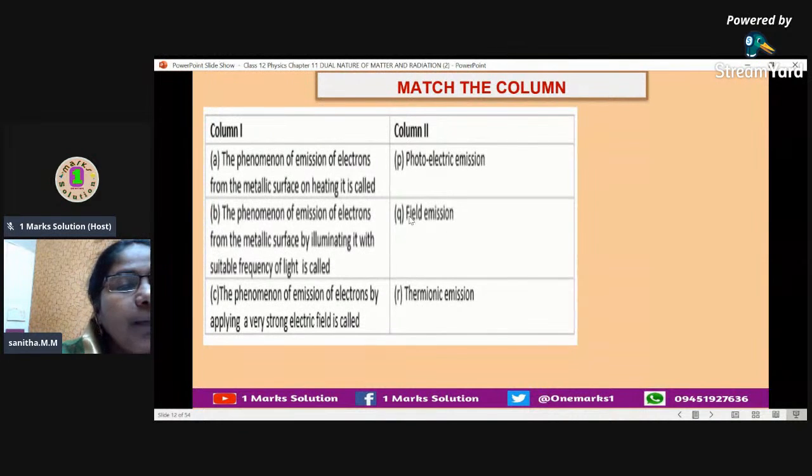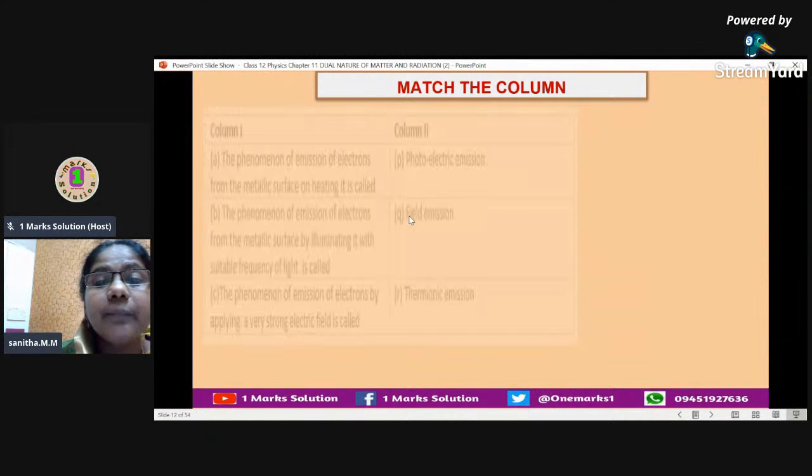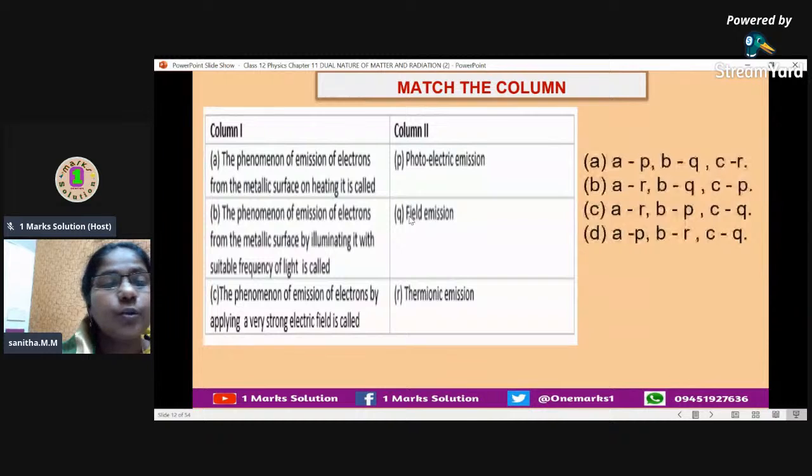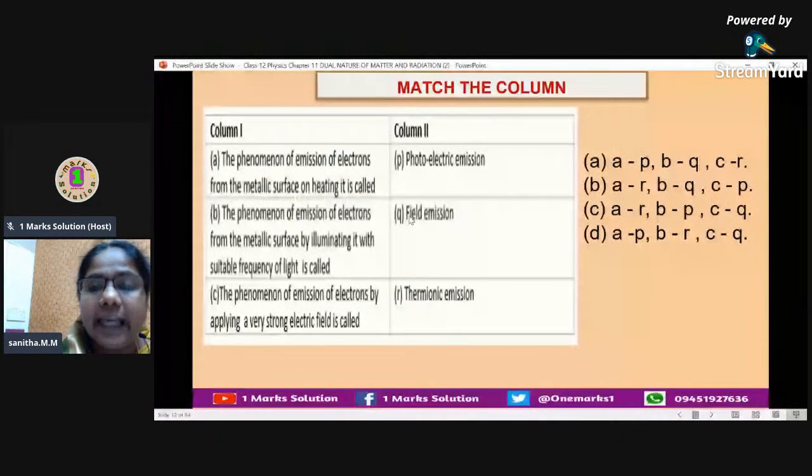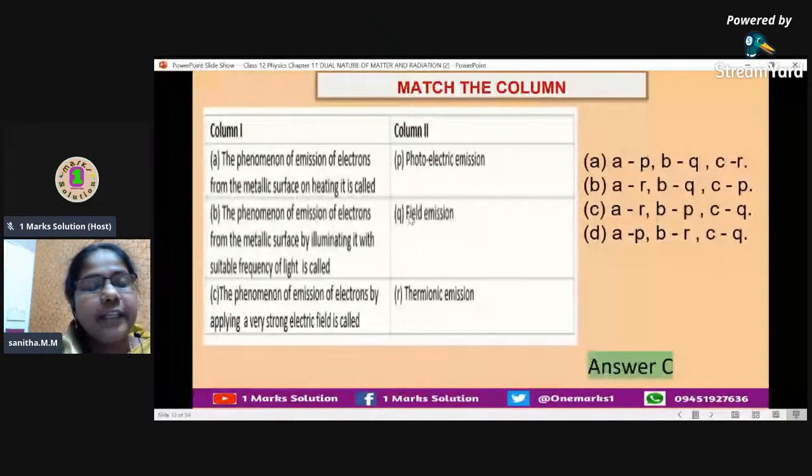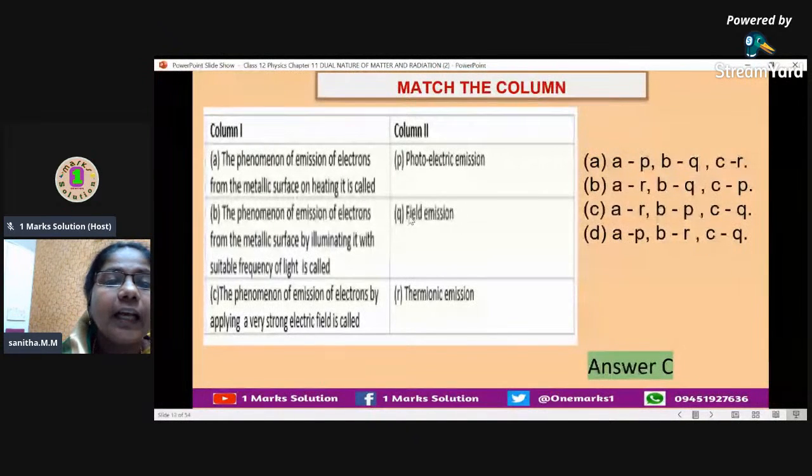The first one, the phenomenon of emission of electrons from the metal surface on heating: thermionic emission, so A and R we can match. The second one, the phenomenon of emission of electrons from the metal surface by illuminating it with suitable frequency of light, that is photoelectric emission. And the third one, emission of electrons by applying a very strong electric field, we call field emission. You should be very careful with the options. The option is AR, BP and CQ, that is option C.